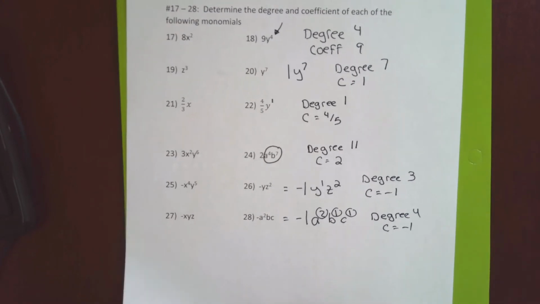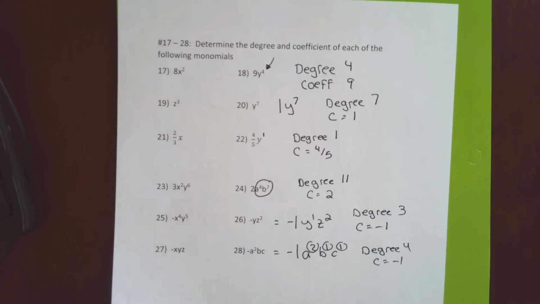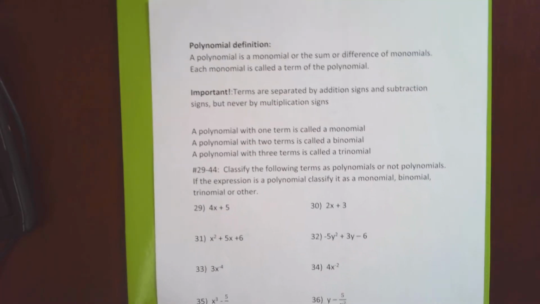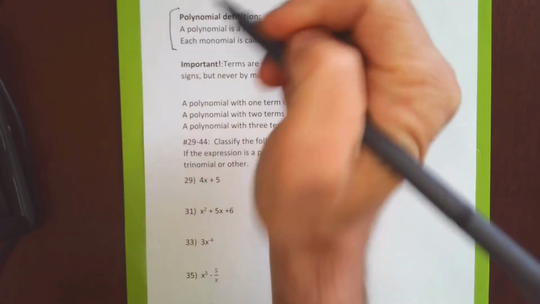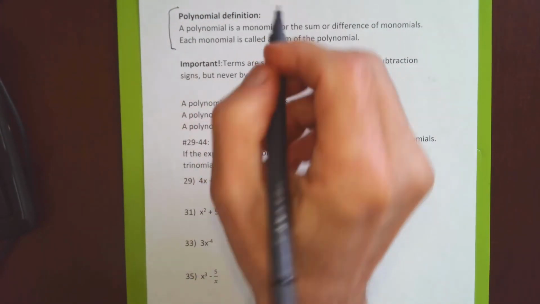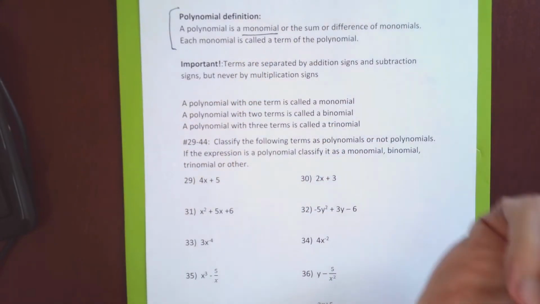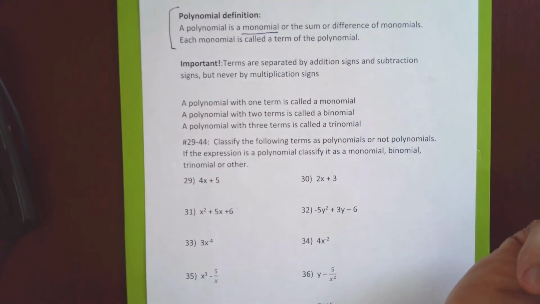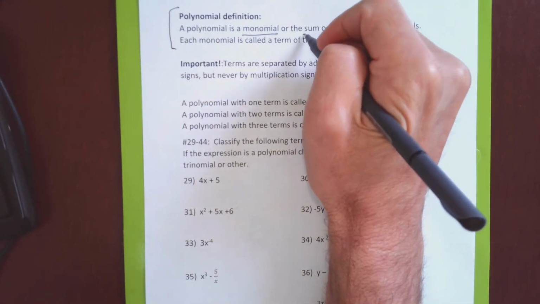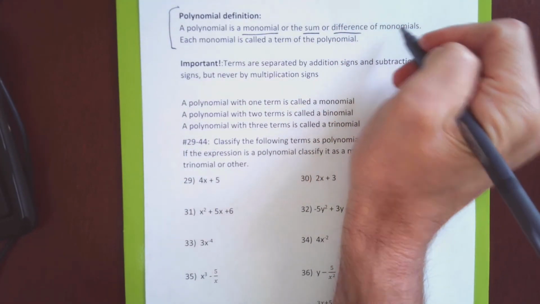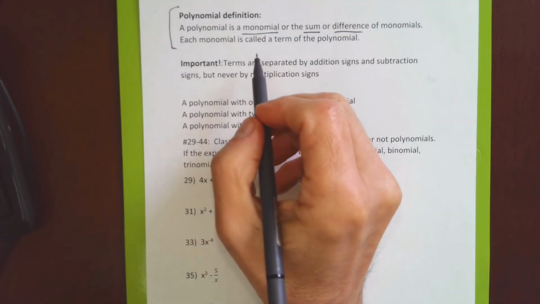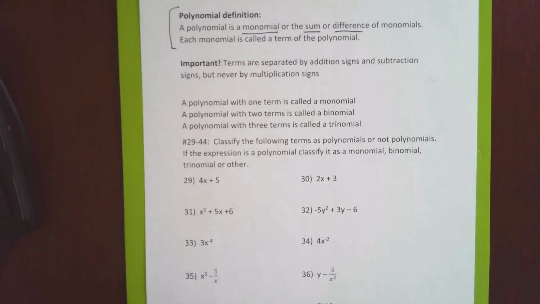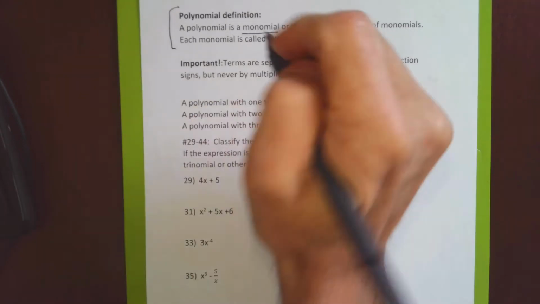Still, another group of problems that are just definitions, so they go kind of fast. And the definition that we're going to deal with now is polynomial. And a polynomial is either just a monomial, a single monomial is considered a polynomial, or it's a combination of sums and differences of monomials. And then the individual pieces, the individual monomials that make up a polynomial, is called a term.